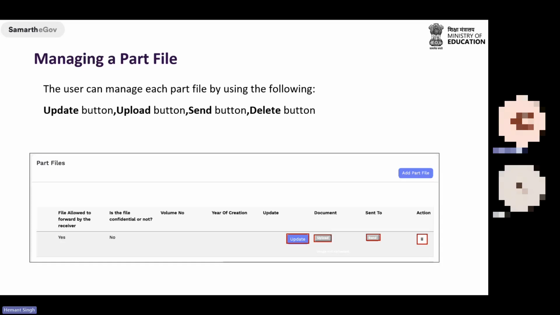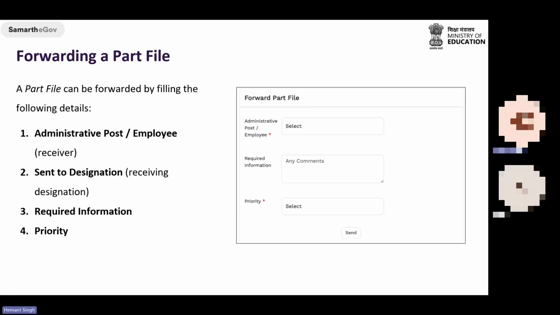Okay, only the part file, not the whole file. Also, if you have created it by default, the delete option is also visible. This is the forwarding part of the file. After that, there is an option for the administrative post or employee who have forwarded the file, and guest users. Three types of users you have forwarded the file to.